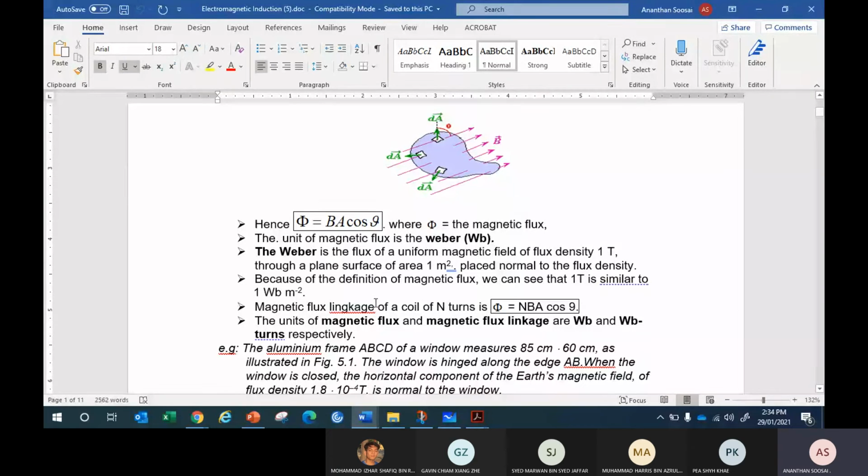So you also have magnetic flux linkage. Magnetic flux is B dot A cos theta, because the angle given must be the angle to the normal. And linkage means just times the number of turns. More turns, flux linkage increases.